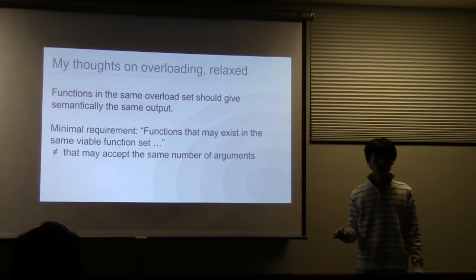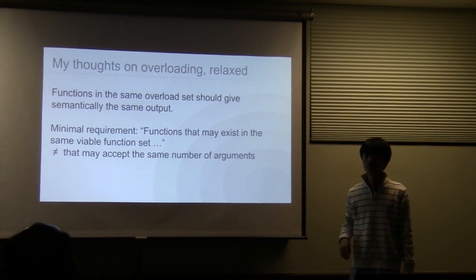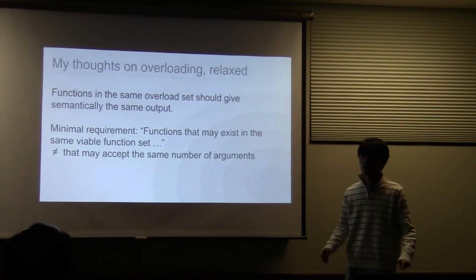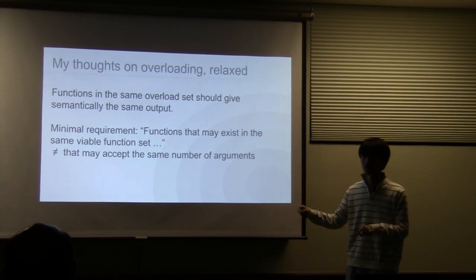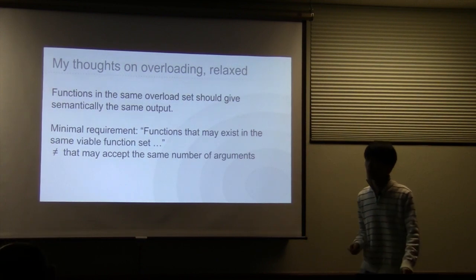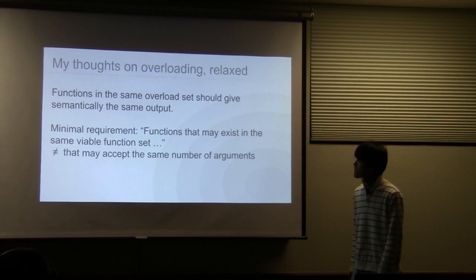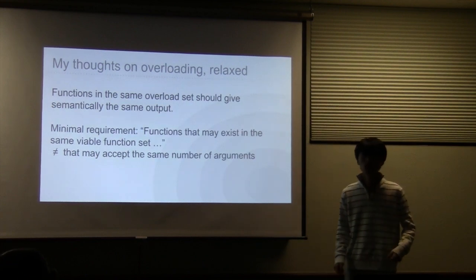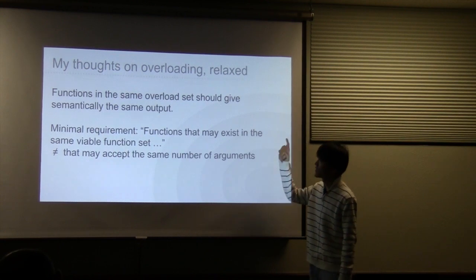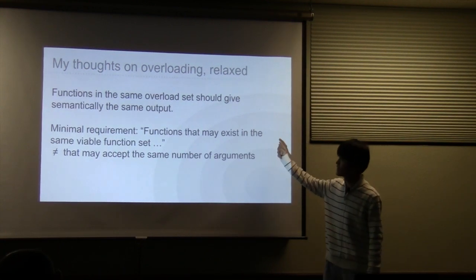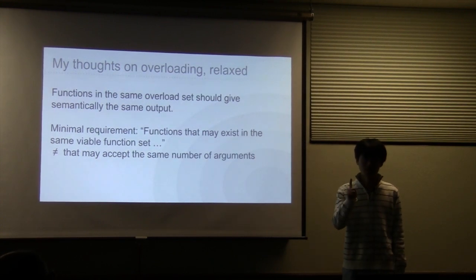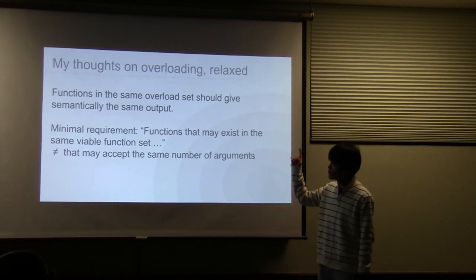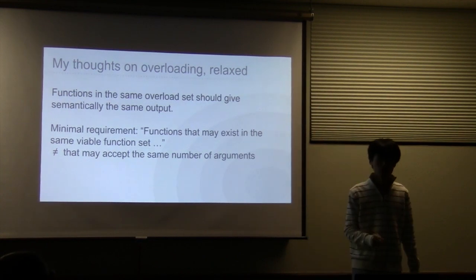So a whole overloading set is functions with the same name, right? Forget about the context. ADL may reach other functions, but they are functions with the same name. And the viable function set for a call is a subset of the overloading set that might accept that call. So I changed my hope a little bit: the functions that may exist in the set may accept the same call, and should give semantically the same output.